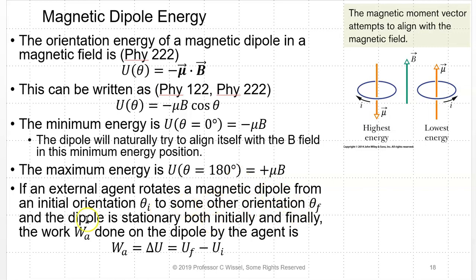If an external agent rotates a magnetic dipole from an initial orientation of theta I to some other orientation theta F, and the dipole is stationary both initially and finally, the work done on the dipole is W_A equals delta U, or U_F minus U_I. Don't forget it's always final minus initial.